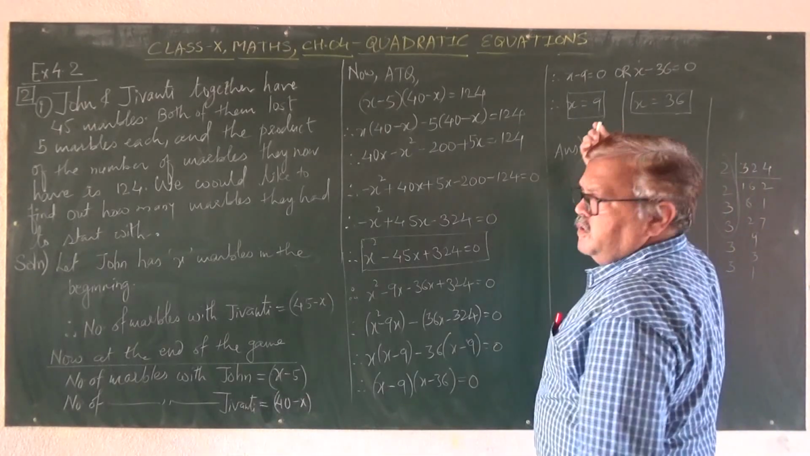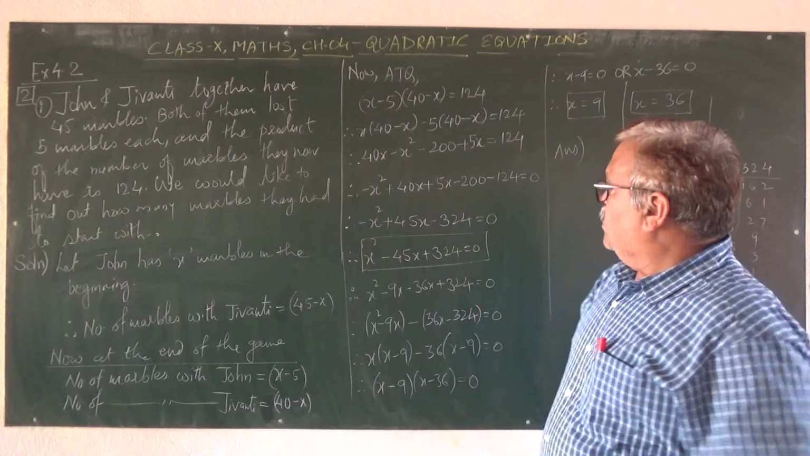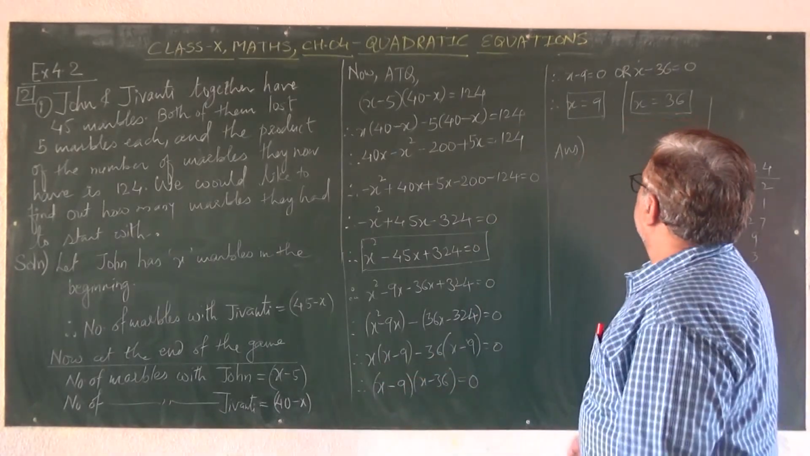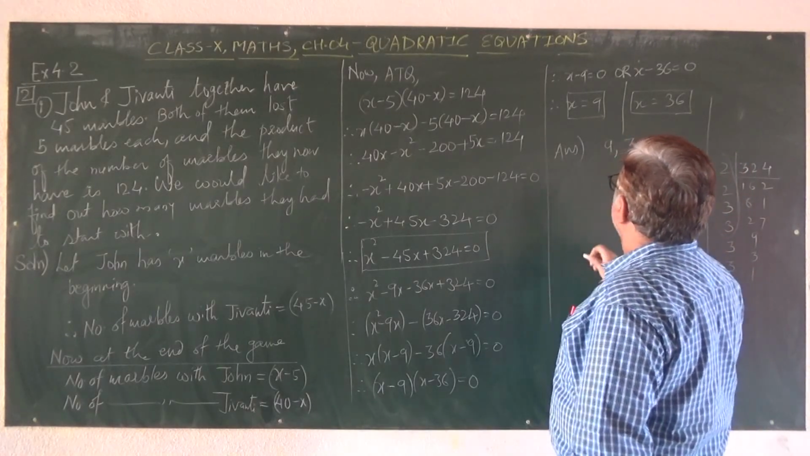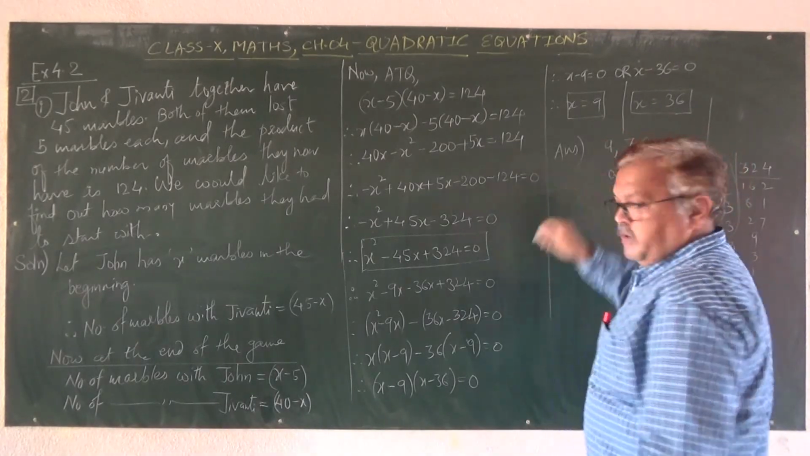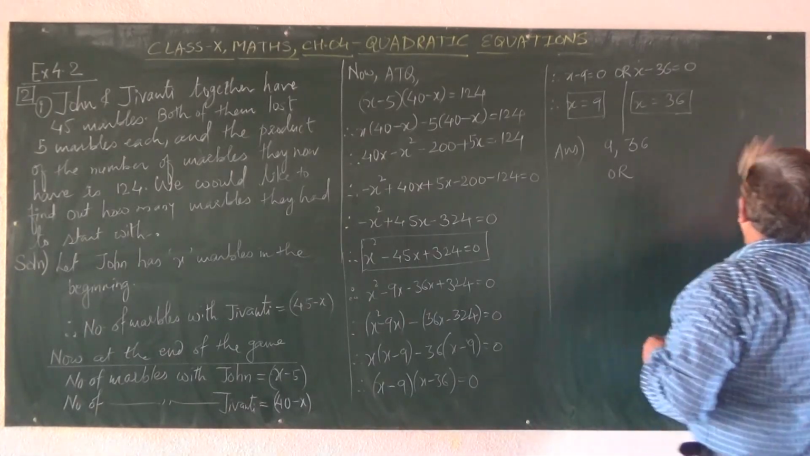Answer is, you can write only in numbers 9 comma 36, or you can express in words in details. Okay, so answer is, I will write 9 comma 36. Okay, this way, or you can have this way. Let us see.